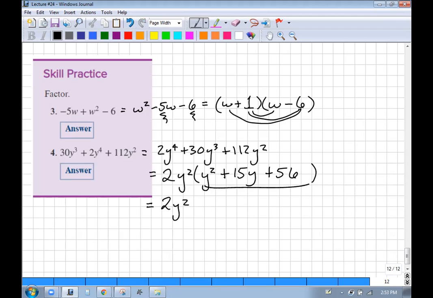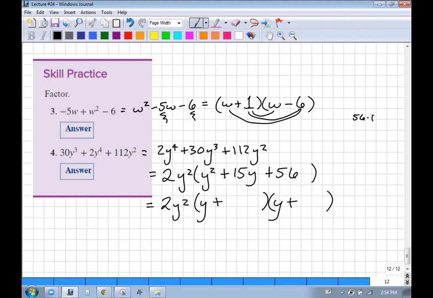Now we can take this guy and we can eyeball it. We need a y and a y to give us our y squared. This is positive and that's positive, so both of these are going to be positive. So I need two numbers that multiply to give me 56, but add to be 15. And I don't know what they would be. Let's see. So I just start with looking at numbers.